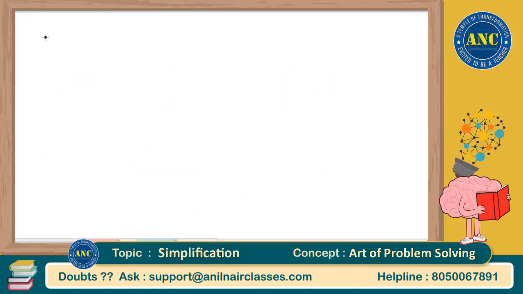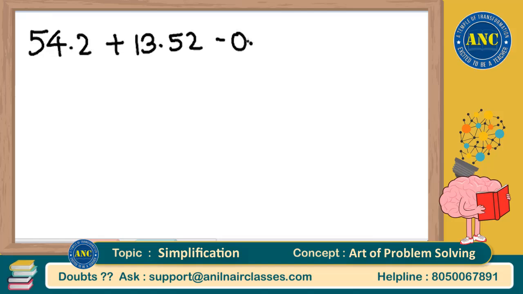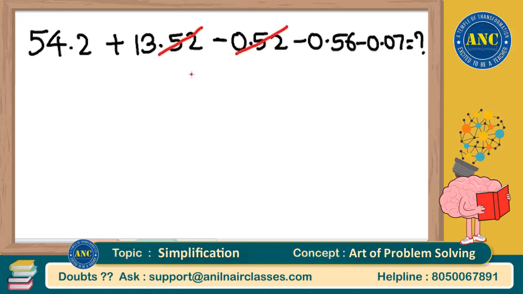Suppose, see this question, 54.2 plus 13.52 minus 0.52 minus 0.56 minus 0.07 is equal to question mark, right? Plus 0.52 minus 0.52 cancels. So 54 plus 13 is 67, it is 67.